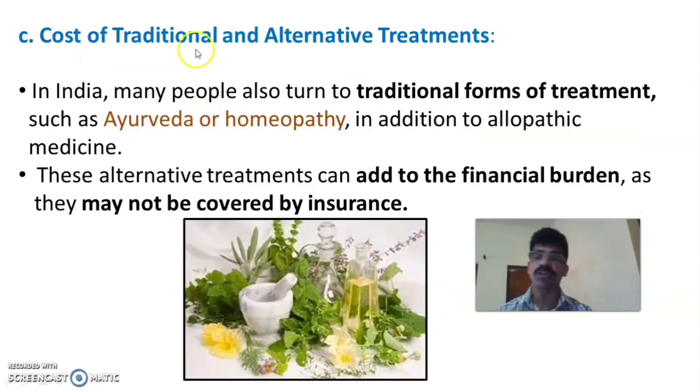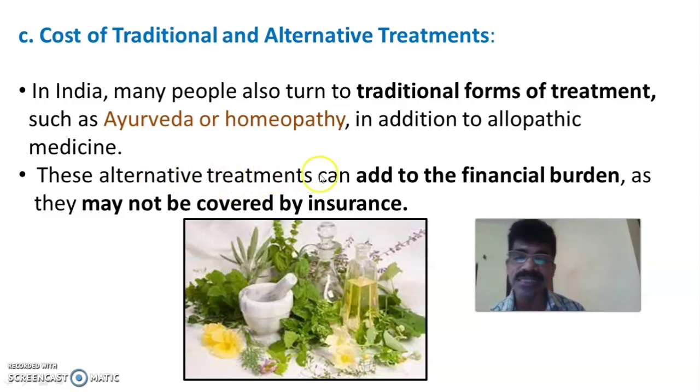Third point is cost of traditional and alternative treatment. In India, many people also turn to traditional forms of treatment such as Ayurveda, homeopathy, Siddha, etc., in addition to allopathic medicine. So there is a tendency that people may go for allopathy, then they may go for traditional medicines. Sometimes they go along with the allopathic. That situation increases the cost for the family.